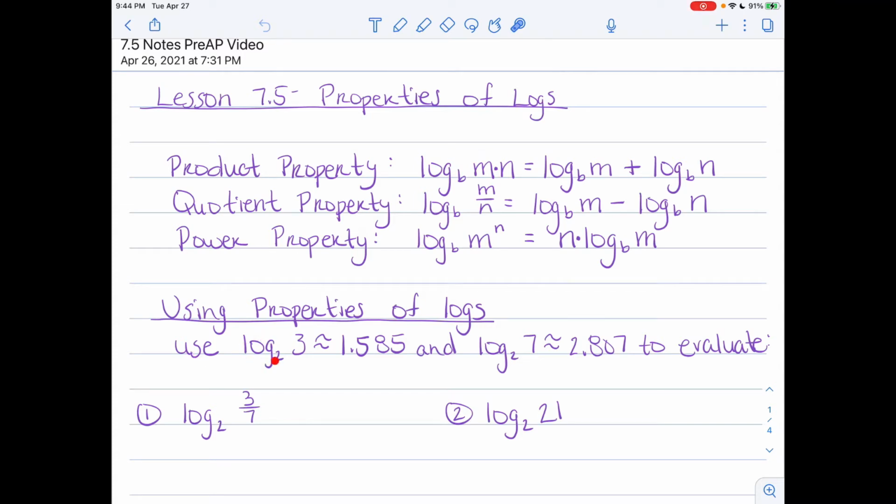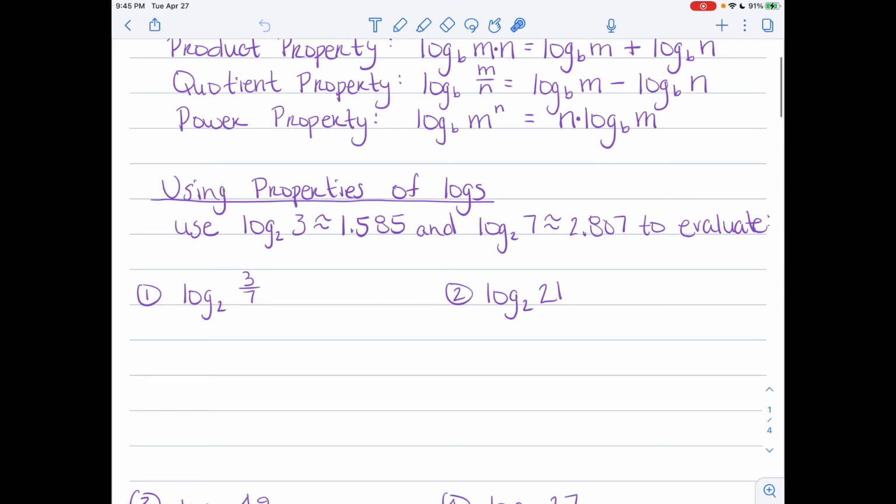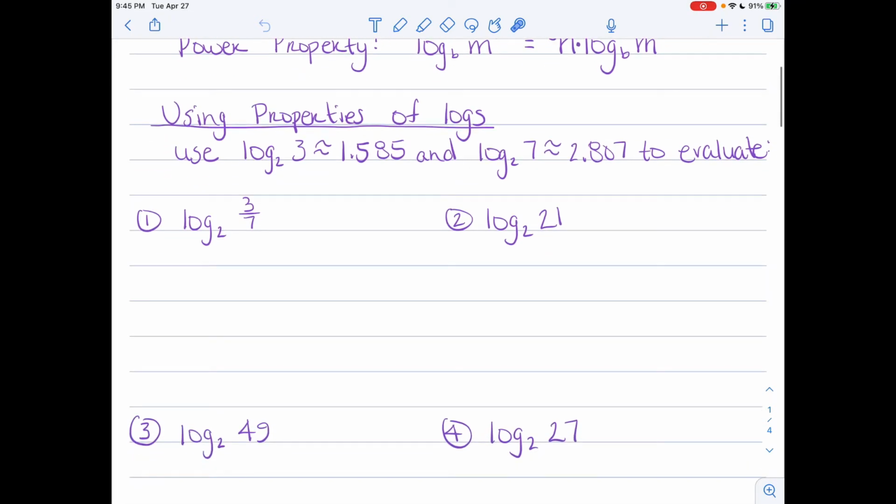So we are going to be given two pieces of information: that log base 2 of 3 is about equal to 1.585, and that log base 2 of 7 is about equal to 2.807. And using that information, we want to evaluate 4 different logs.